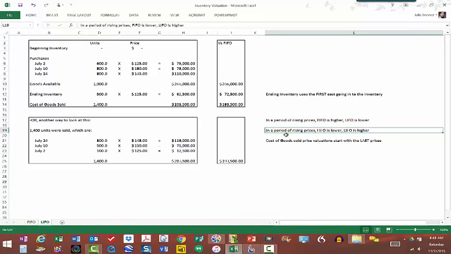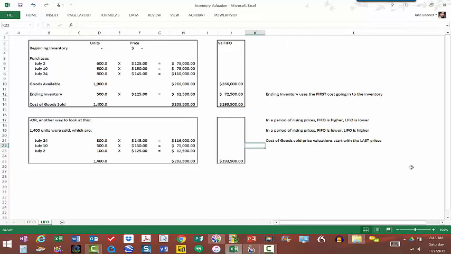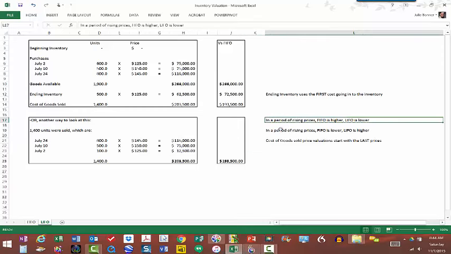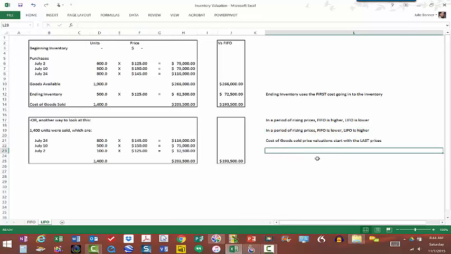Now, in a period of rising prices, when we look at cost of goods sold, this note here has to do with cost of goods sold. In a period of rising prices, FIFO is going to be lower, as you can see here, and LIFO is higher. Okay, you may sometimes get questions that will ask you what is the ending inventory valuation. They may ask you what is the cost of goods sold valuation under these different methodologies. They could ask you in a period of rising prices what happens to inventory valuation, and what happens to cost of goods sold, which is higher, which is lower. So just be aware of the different things that they can ask, and you're more than welcome to watch this video as many times as you need to get this solidified in your head.